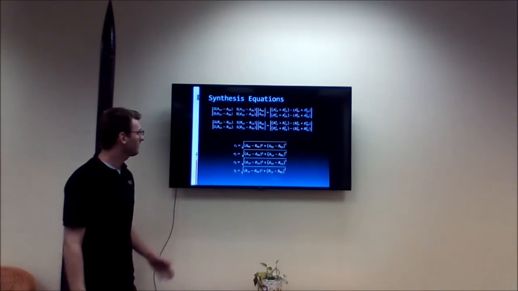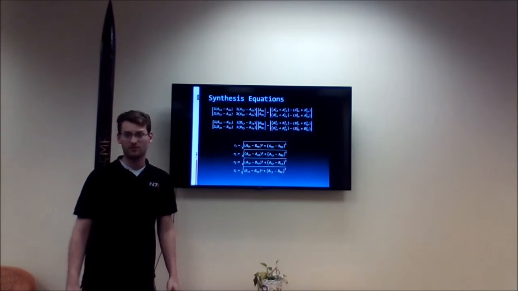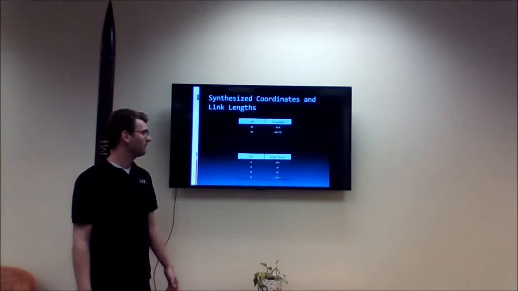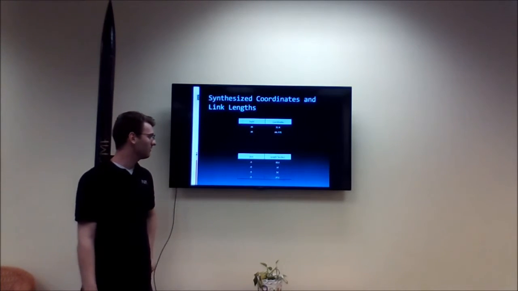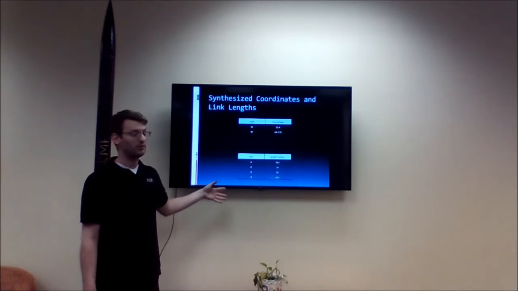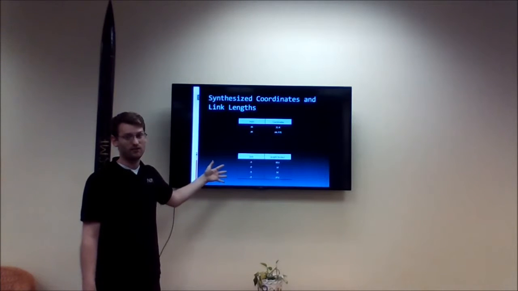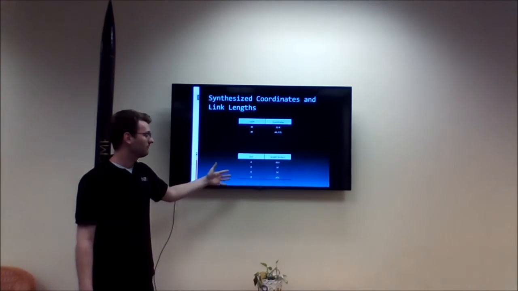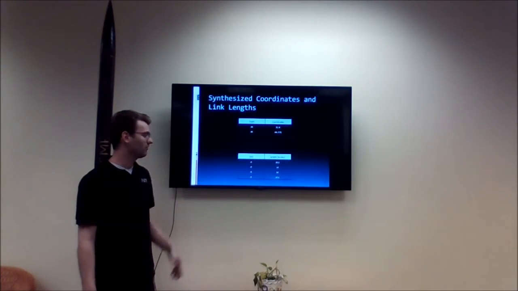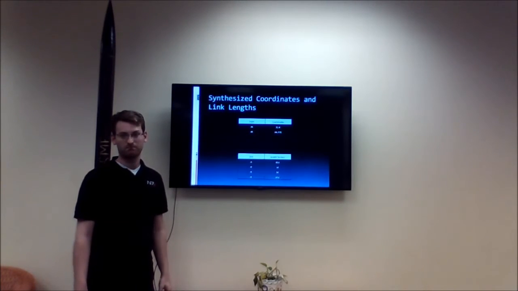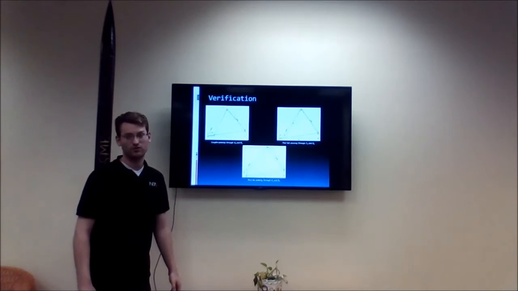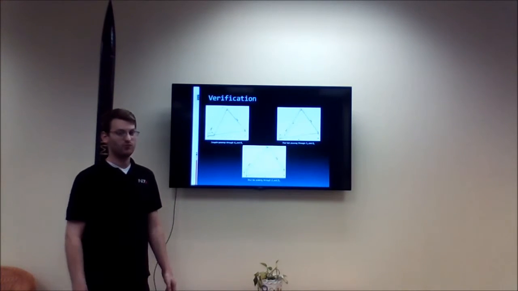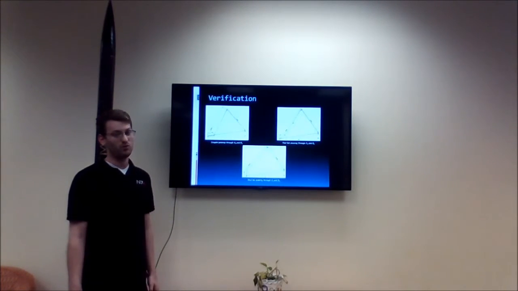Next up, here are the equations that we use to synthesize our 4-bar. So once we have these plugged in, we end up with the initial pole position of A0, B0, and using the distance formula, we calculated these 4 lengths of our 4 bars: R1, R2, R3, and R4. Here's the verification we used, SolidWorks, to verify that our synthesized 4-bar did indeed go through all 3 pole positions.